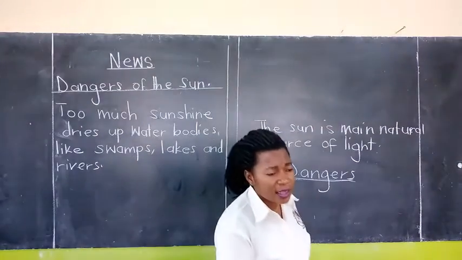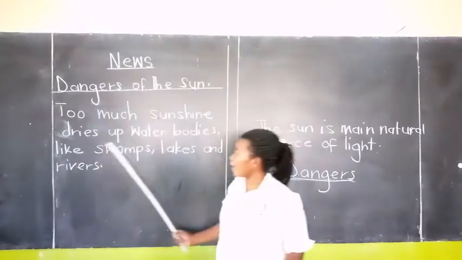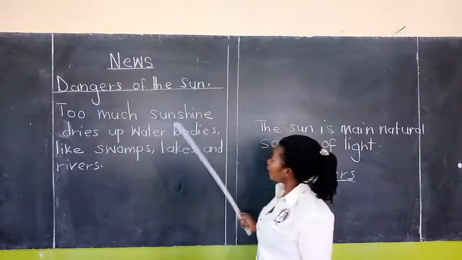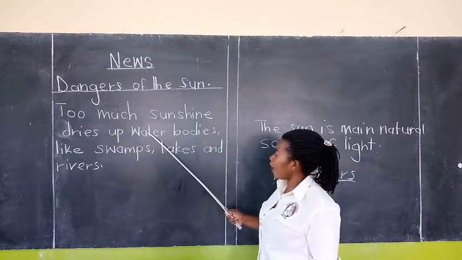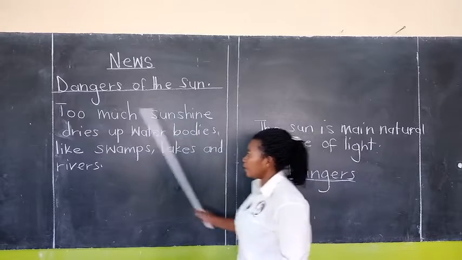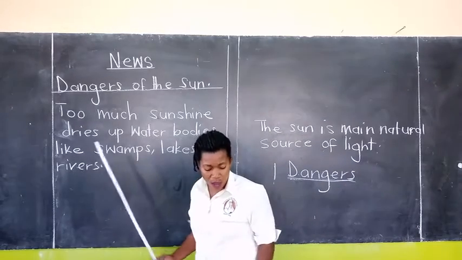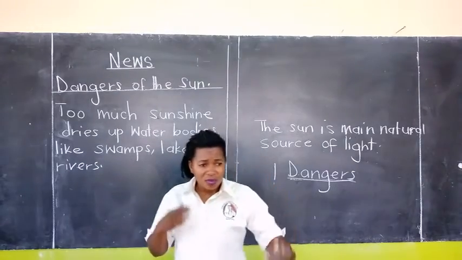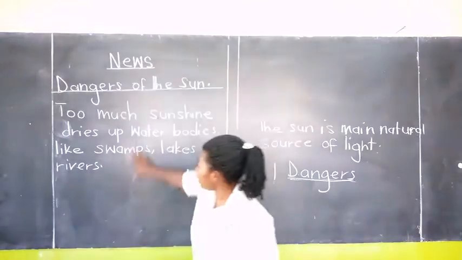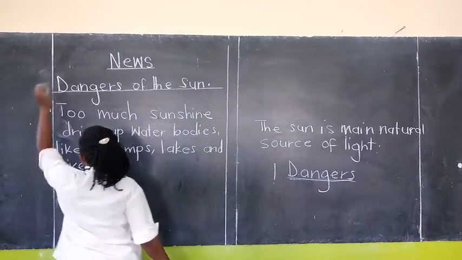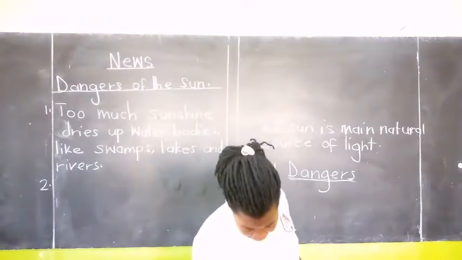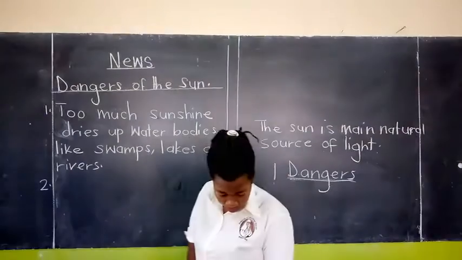Now, when the sun is too much, it can dry up water bodies. So we say too much sunshine dries up water bodies like swamps, lakes, and rivers. That is one danger. So there are others. So we are going to look at also others. We have seen the first danger here. We also have the second danger.